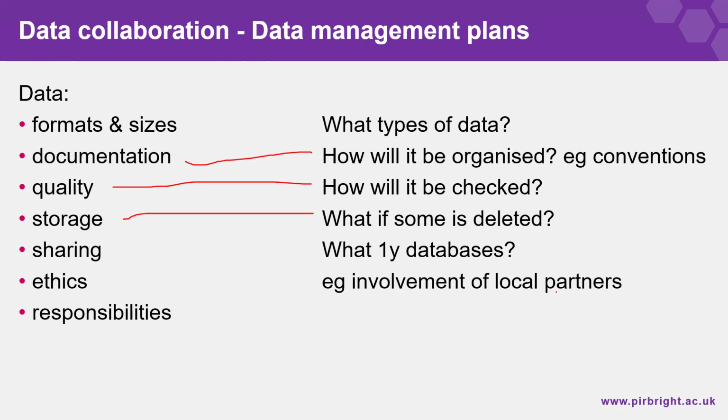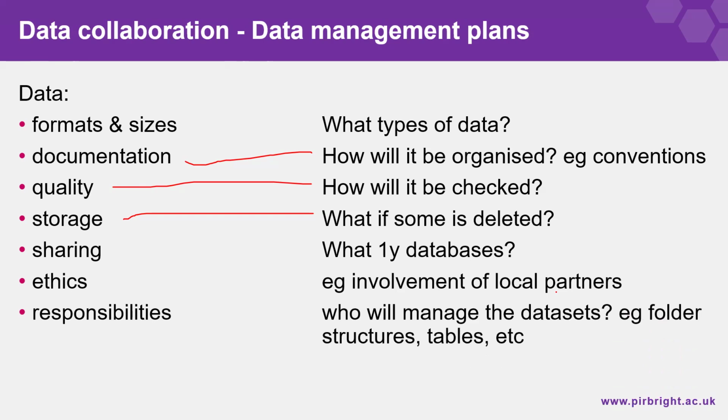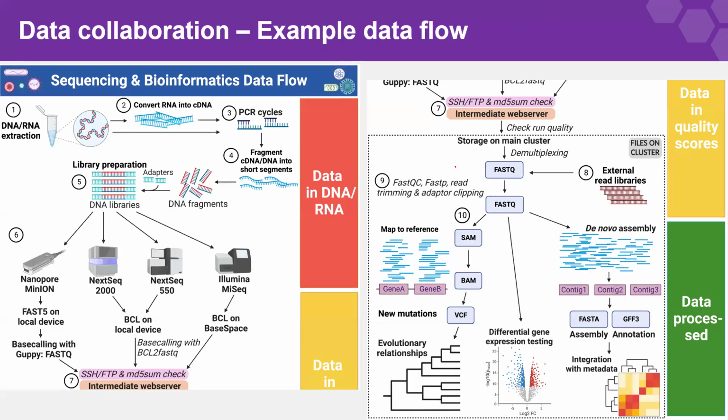Ethics, for example, involves local partners in research that's overseas. And then also responsibilities long term. Who will manage the actual data sets? So all of these have to be considered in data management plans. What can be effective for thinking about data management plans that underpin collaboration is to consider data flow. For example, for the sequencing bioinformatics SOP, we have our DNA extracted or RNA extracted at the start.